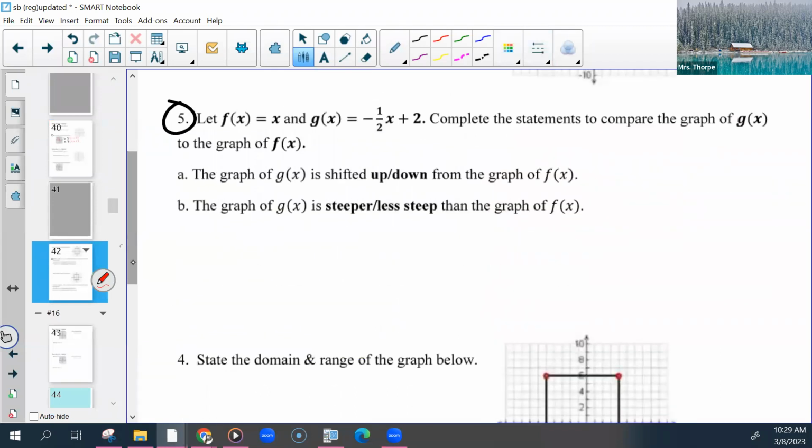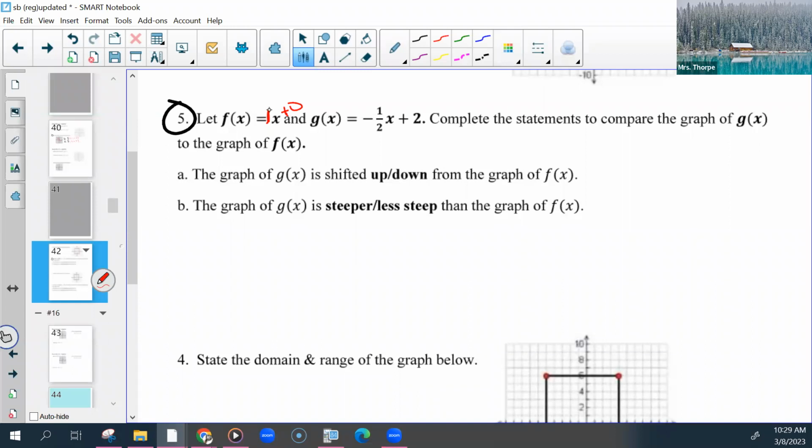Okay, 5 you may have seen before, you may have not seen before. Either way, that's okay. So this is talking about transformations for lines. And there are only 2 ways that lines can transform. It's comparing the slope and y-intercept of the original, which is this one, to any others.